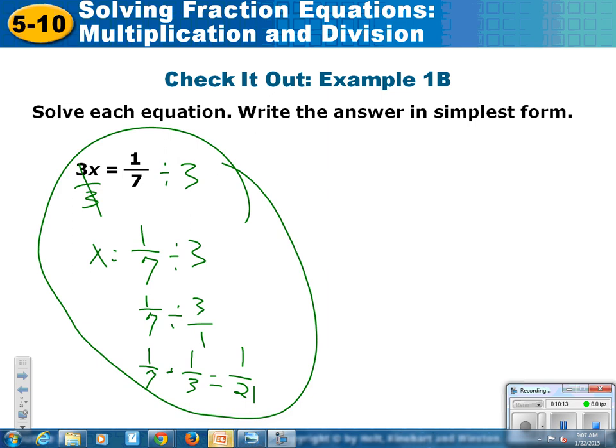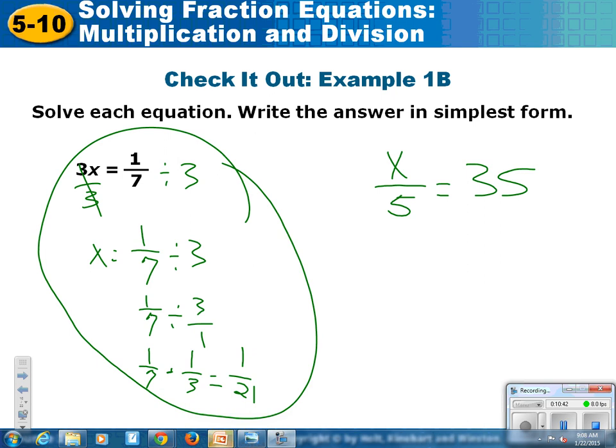Now, you're going to see some other problems that are going to look like this. It's going to look like x over 5 equals 35. You're going to have a problem that looks like that. Somebody tell me what is happening to the variable. It's being divided by 5. Now we're going to do something a little different.